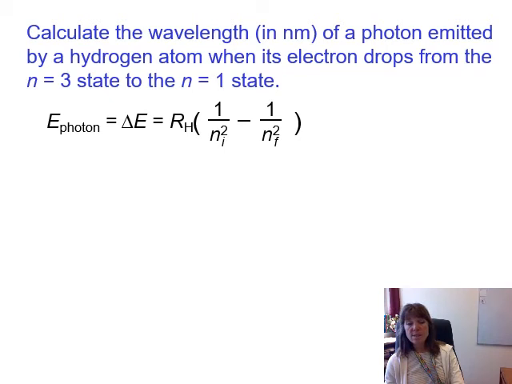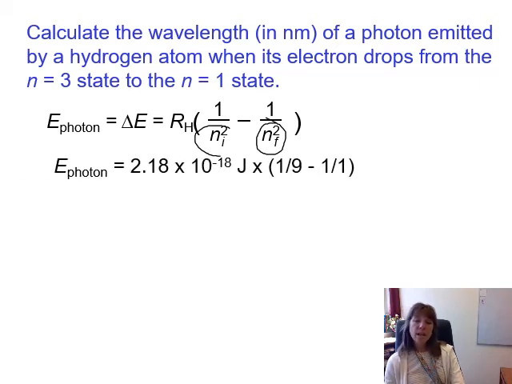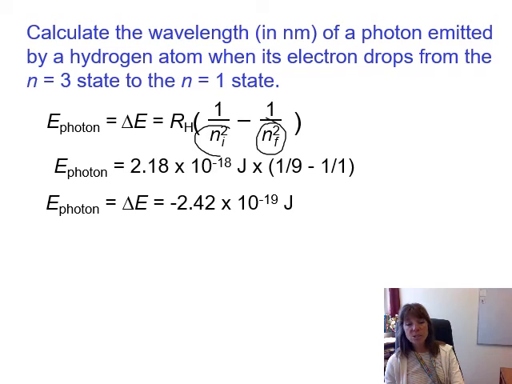We just utilize this formula here and see 3 to 1. The initial would be 3, and the final would be 1. You put those numbers in there. So 3 squared is 9, 1 squared is 1, and then you get a change in energy of this value. Now it's negative, and it's negative because the electron fell, and since it fell, it has lower energy.